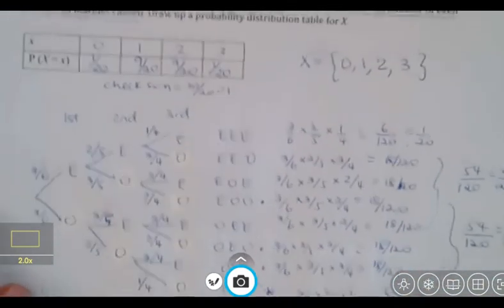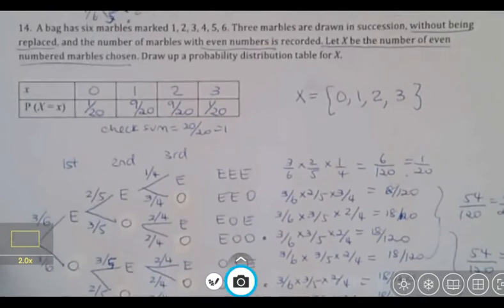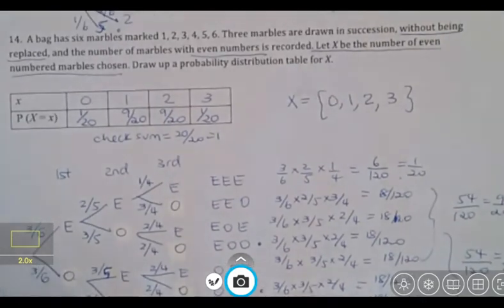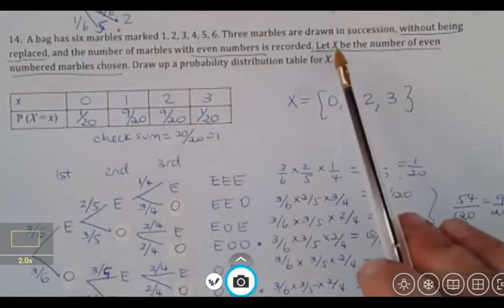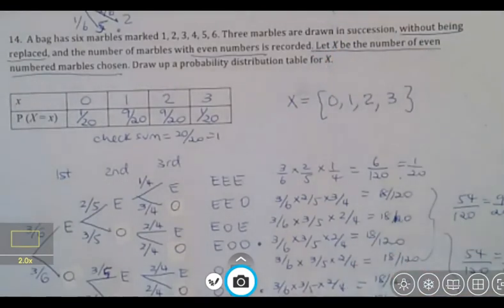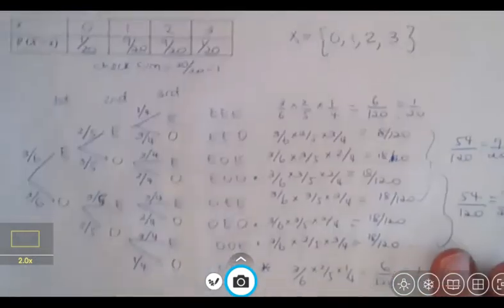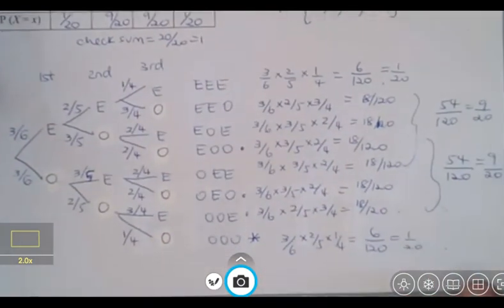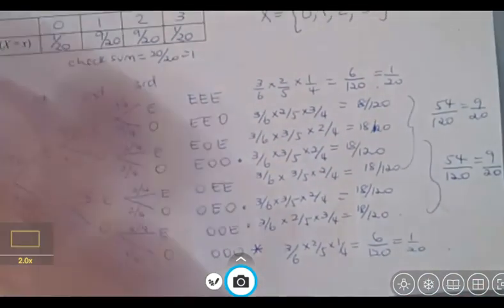So that's, in your table, your probability distribution table for X, which is the number of even numbered marbles chosen. So please make sure that you're being very careful about what X is defined as. That's the end of this video.